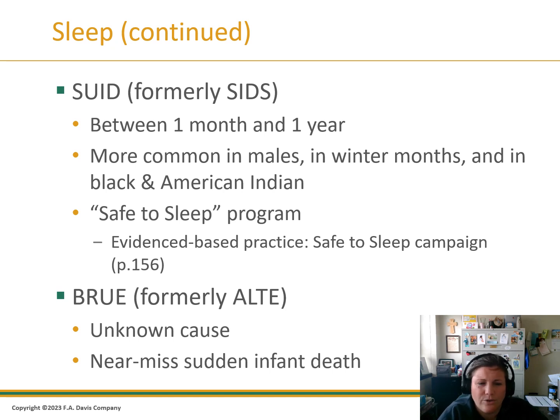Safe to Sleep is a campaign or a program. There's more about it on page 156 in your textbook, but it talks about all the ways in which they advocate for safe sleep. So, things like making sure that there's no linens in the bed with the child. The child's put to sleep on their back. You don't use crib bumpers in the bed. You don't have the child use a pillow or a stuffed animal to sleep with. It's very minimal so that there's decreased likelihood of suffocation tendencies.